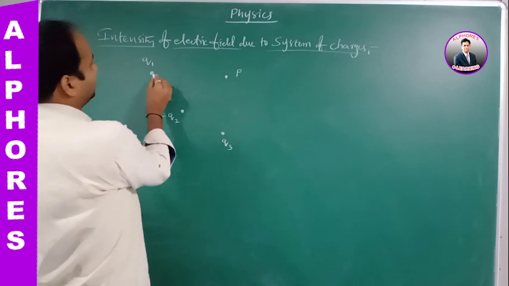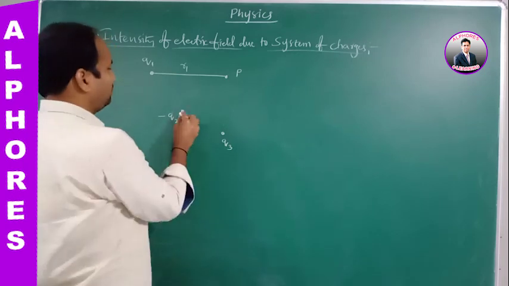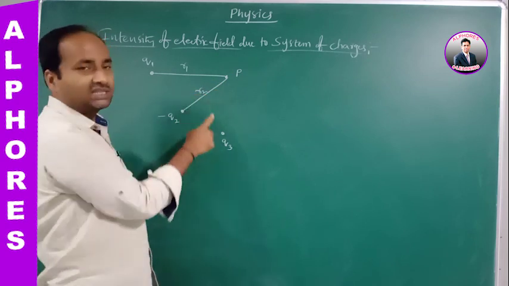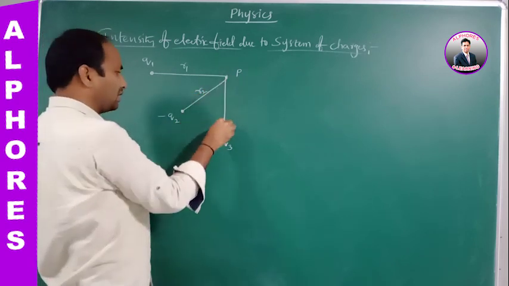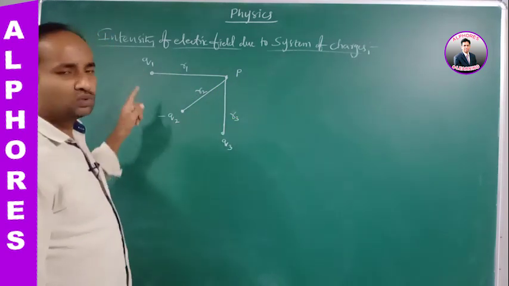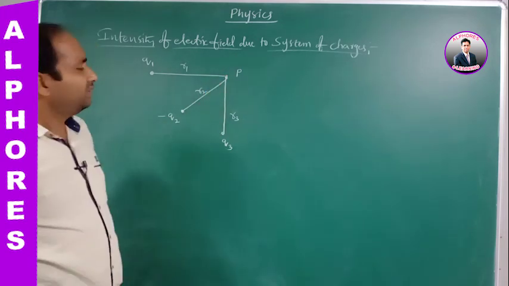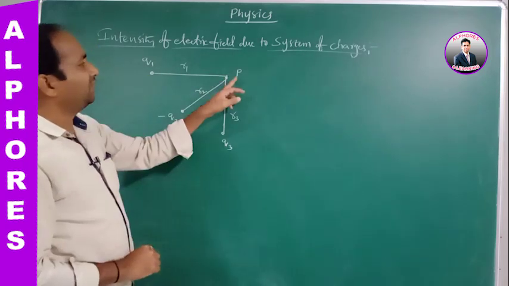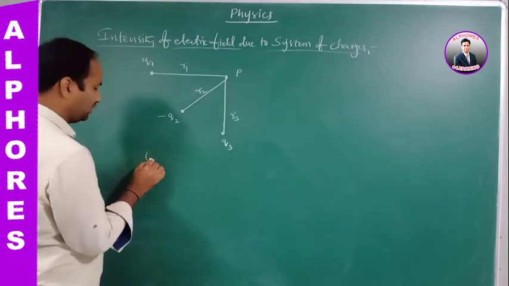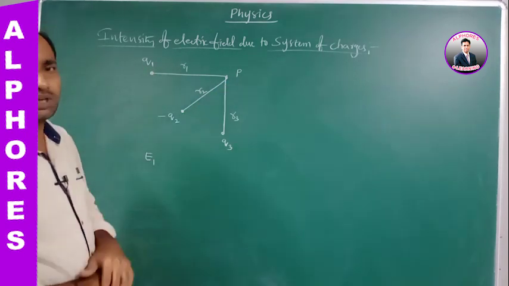Let the distance of the charge q1 from P be r1. Similarly, the distance of the point P from the negative charge q2 is r2, and the distance of the point P from the third charge is r3. Here r1, r2, r3 are the distances of the charges q1, minus q2, plus q3. Now we can calculate the intensity of electric field at the point P by the charge q1. Let it be E1.